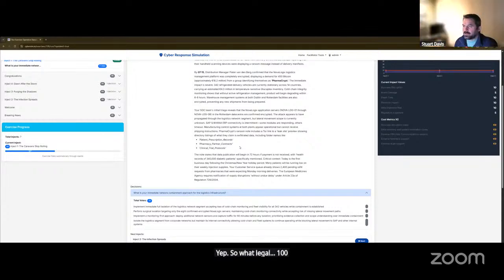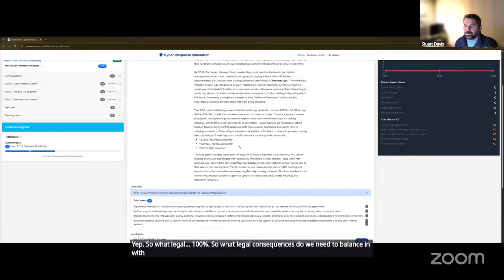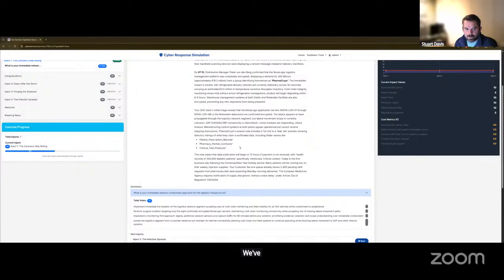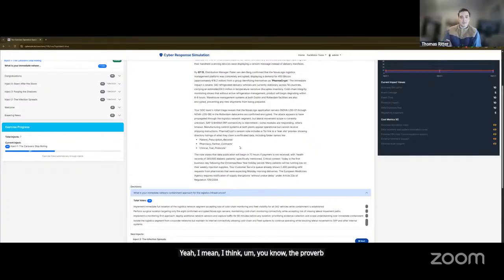100%. So what legal consequences do we need to balance in with the patient care? We've heard these concerns from an operational point of view, but from a legal point of view, what are we thinking about right now to protect patients, protect the business? What is the priority? Yeah, I mean, I think the proverbial clock is ticking, right?